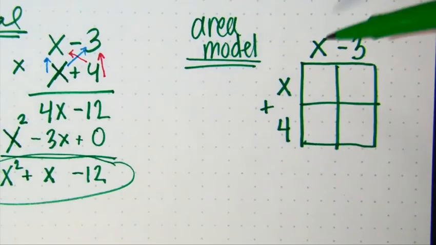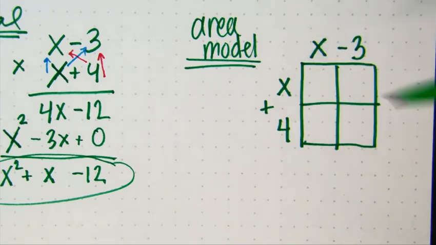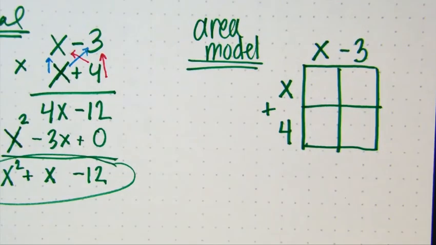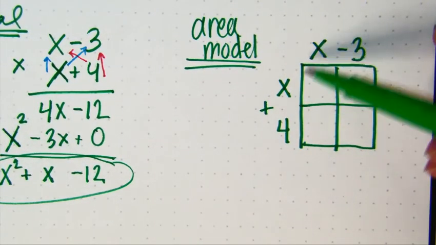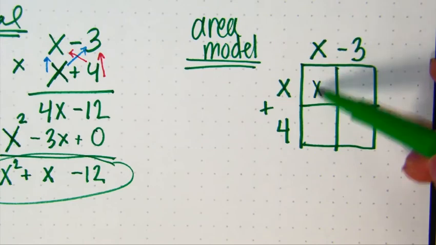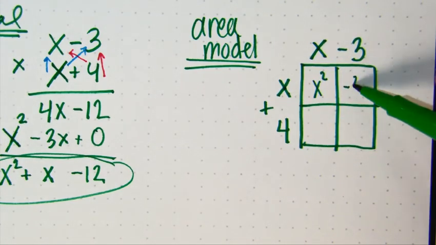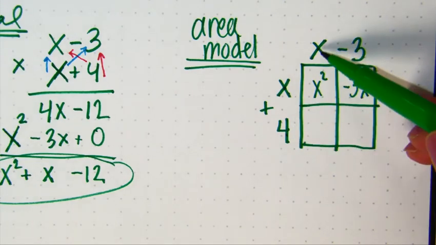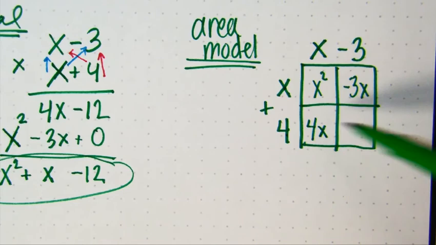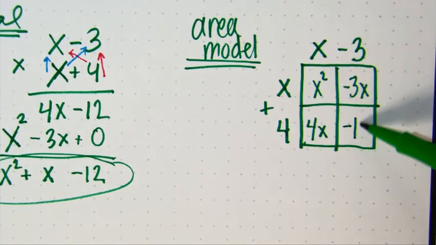So I have x minus 3, or x and negative 3, and then I have x and 4. So all I'm going to do is I'm just going to multiply rows by columns. So x times x is x squared. X times negative 3 is negative 3x. 4 times x is 4x. 4 times negative 3 is negative 12.